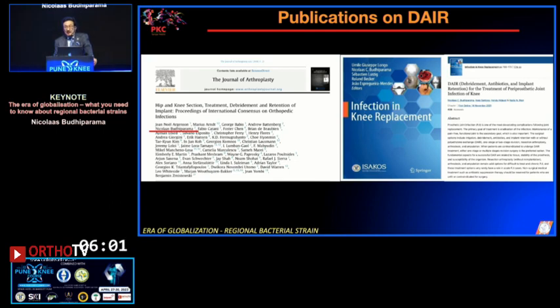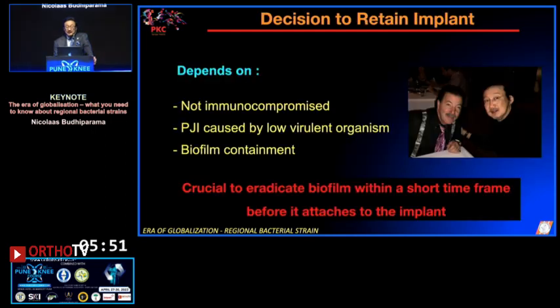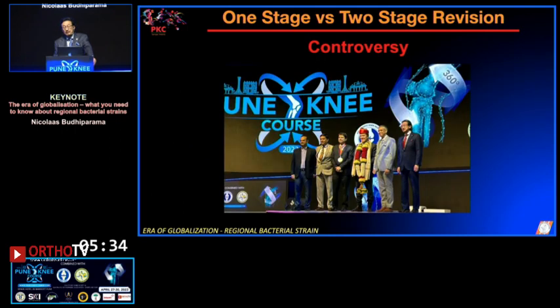So we published this in the Journal of Arthroplasty, and besides that, I wrote a chapter in my book on infections in knee replacements. The decision to retain the implants depends on the patient not being immunocompromised, PJI caused by a low-virulence organism, and biofilm containment. So it's crucial to eradicate biofilm within a short time frame before it attaches to the implant.